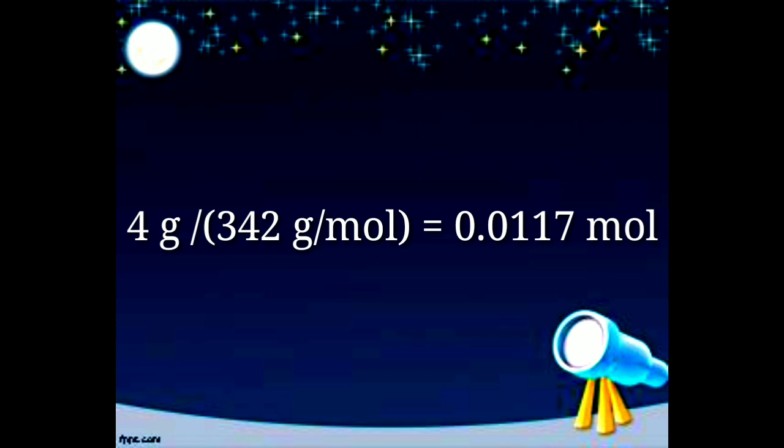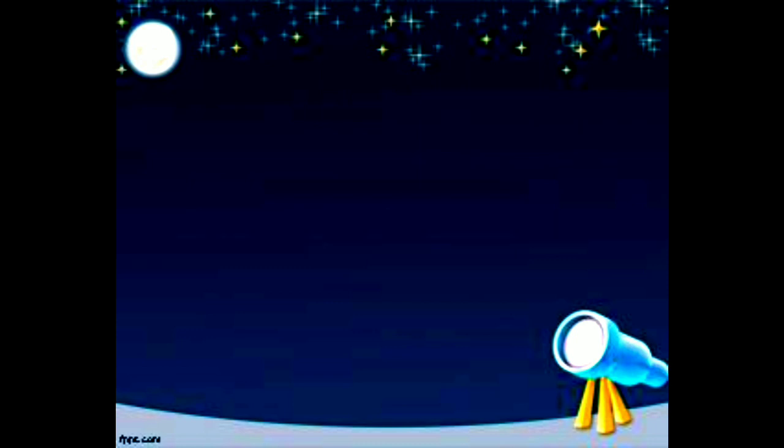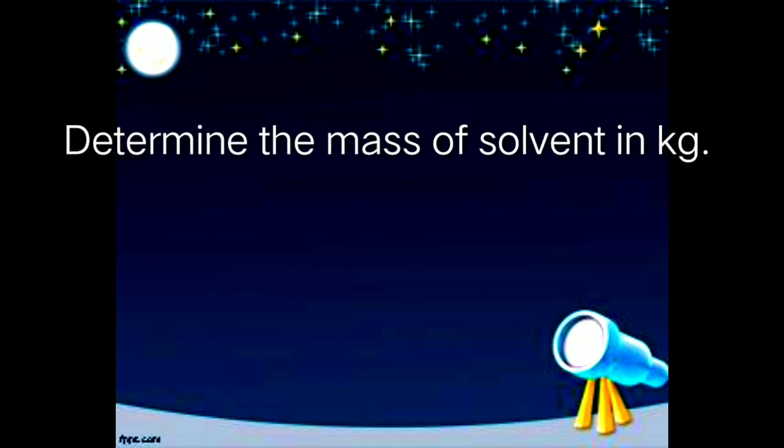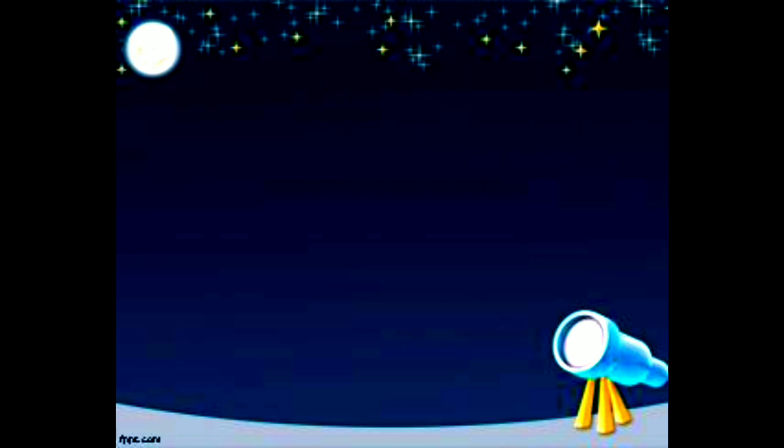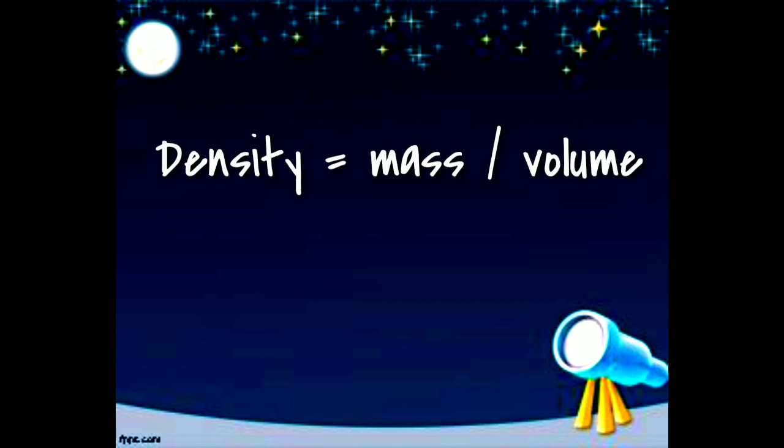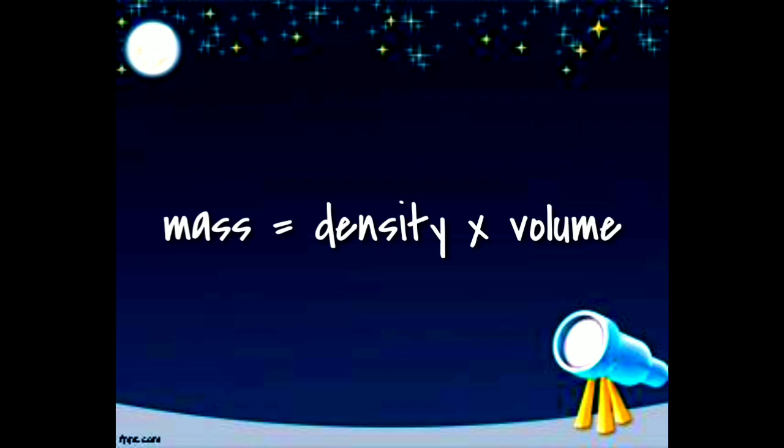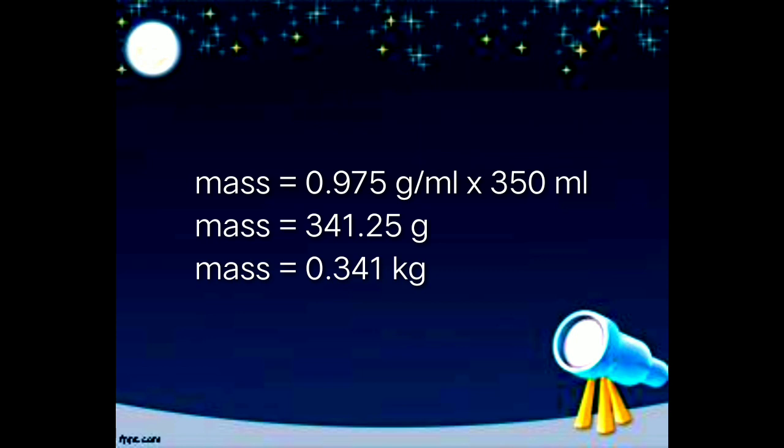The result for the moles of solute is 0.0117 mole. Moving on, we must determine the mass of solvent in kilograms. We derive the formula of density in order to find the mass of solvent. Density is equal to mass over volume, and from that we can say that mass is equal to density times volume. Mass is equal to 0.975 gram per milliliter times 350 ml, which is the volume.